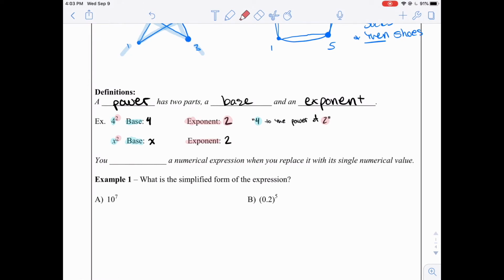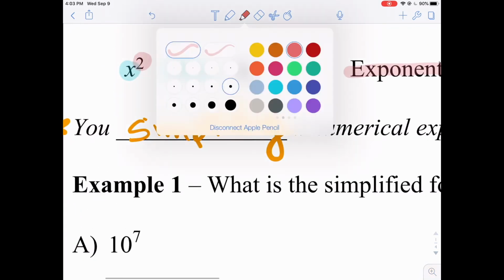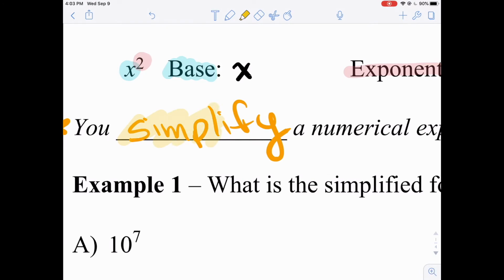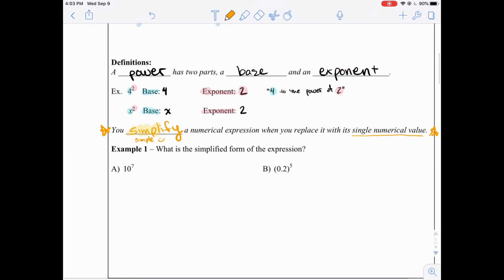Now one of our key ideas here, let's put a star, because it's a key idea, is about simplifying. To simplify an expression is replacing it with a single numerical value. You see this little word in here, simplify. You want to make it simple. We like to make things simple here. Okay, so what is the simplified form of each expression?